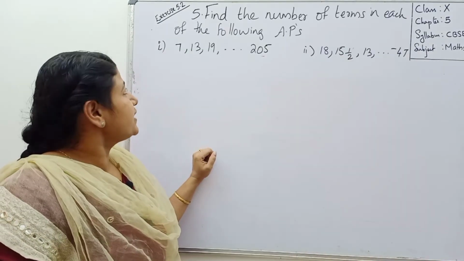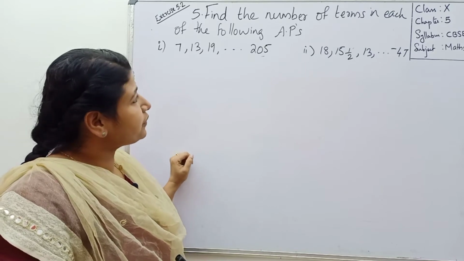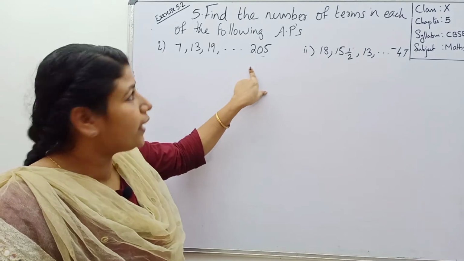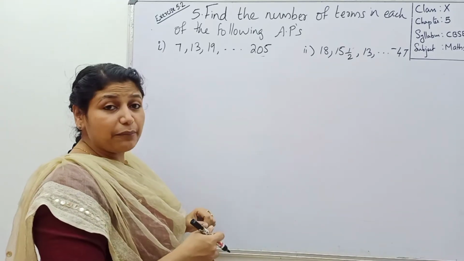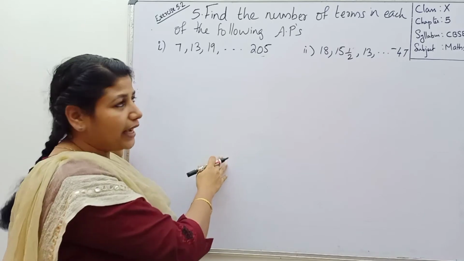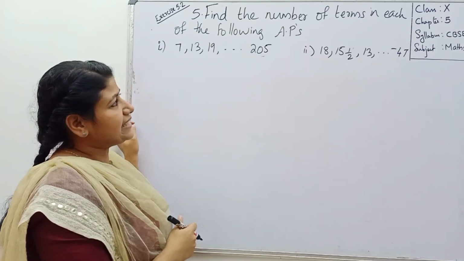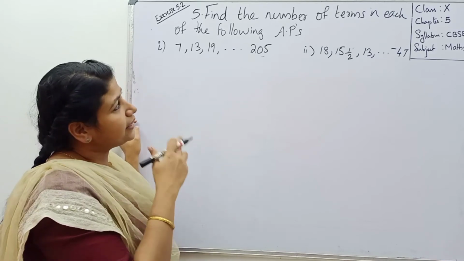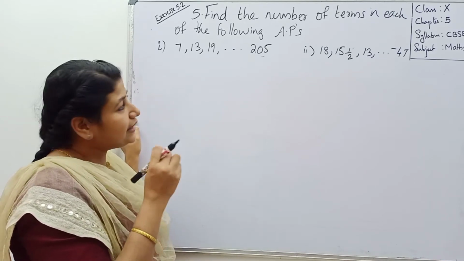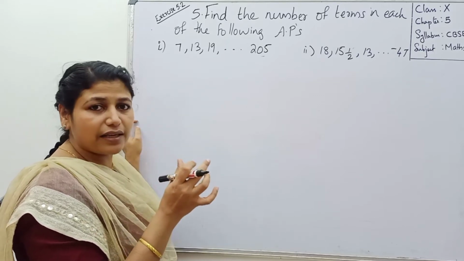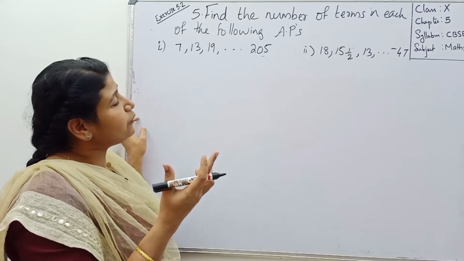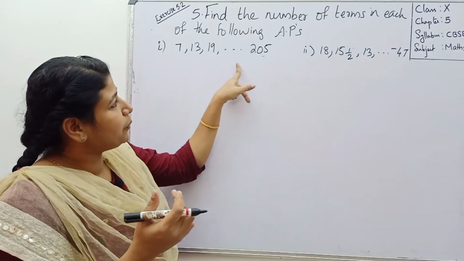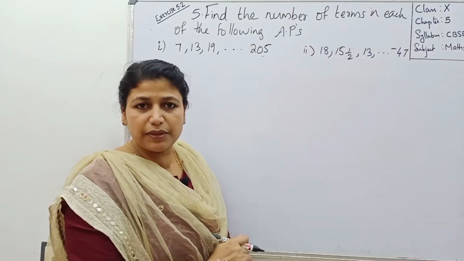Fifth question, find the number of terms in each of the following APs. First question, 7, 13, 19 etc. 205. We have to find out the total number of terms in this sequence. 205 എന്ന് പറയുന്ന arithmetic progression total എത്ര terms ഉണ്ട്? അതാണ് the number of terms in each of the following. ഈ തന്നിട്ടുള്ള APയിലെല്ലാം എത്ര terms ഉണ്ടെന്നാണ് കണ്ടുപിടിക്കേണ്ടത്. In other words, we can say that we have to find out the position of this 205. ഇത് ഫസ്റ്റ് വൺ, ഇത് സെക്കൻഡ് ആണ്, തേർഡ് ആണ്, അങ്ങനെ പോയി 205 എത്രാമത്തെ പൊസിഷനിലാണെന്ന് കണ്ടുപിടിച്ചാലും പോരെ.